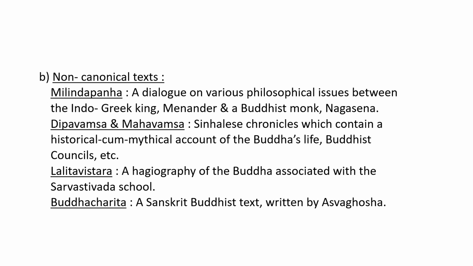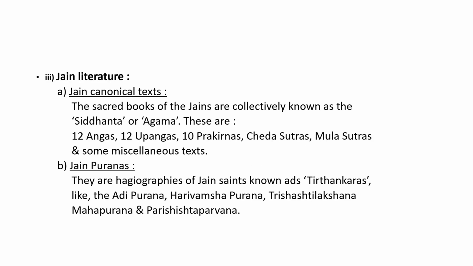Now we come to the third classification of Indian religious literature, which is the Jain literature. Now we have once again divided Jain literature into two categories. The first one is called the Jain canonical texts, and the second category is that of the Jain Puranas. Now, among the Jain canonical texts, the sacred books of the Jains are known collectively as Siddhant or Agam, and I will explain to you what these are about.